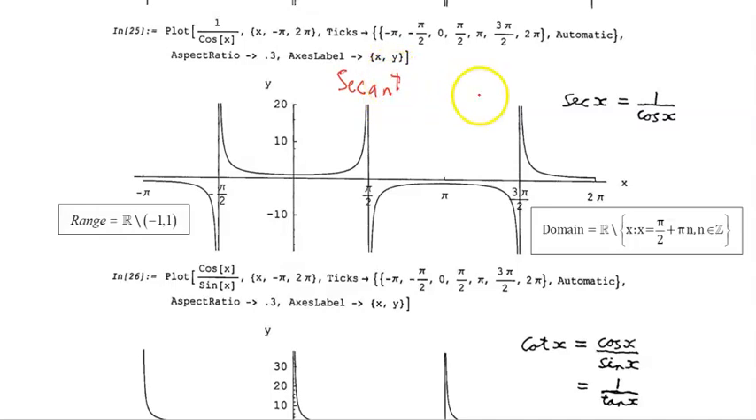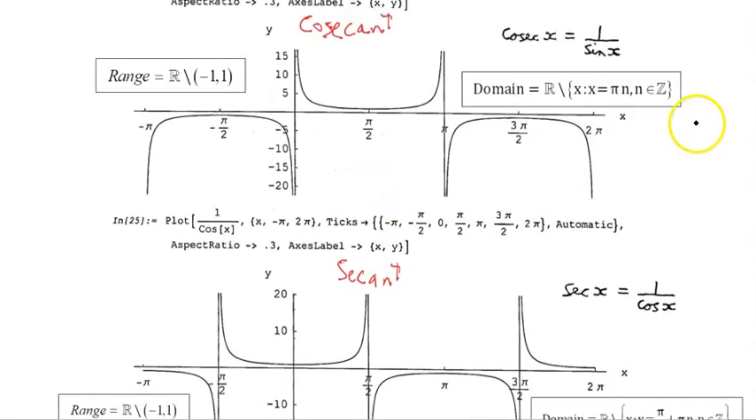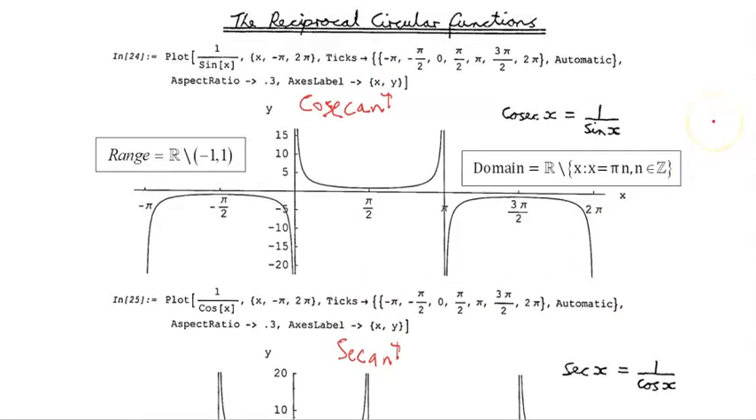And can I just come back here a little bit? There was something I did forget to mention. How did we get this pi times n? Well, if you look at sine x, you know that sine x is 0 at x equals 0, x equals pi, x equals 2 pi. And so when you take the reciprocal of 0, it's undefined. And so that's how we get the asymptotes.